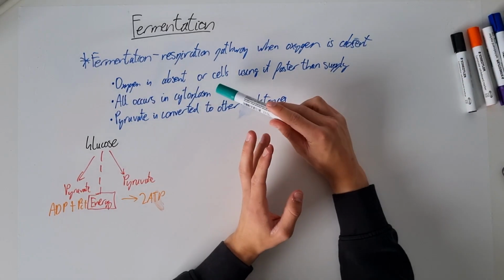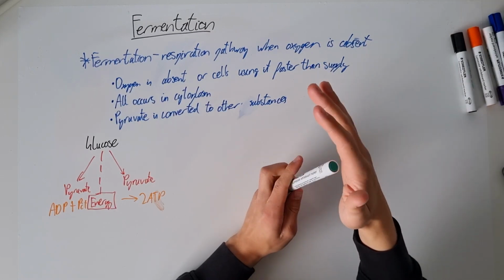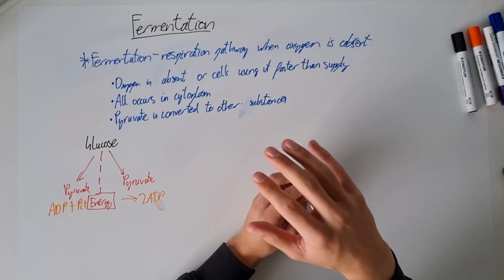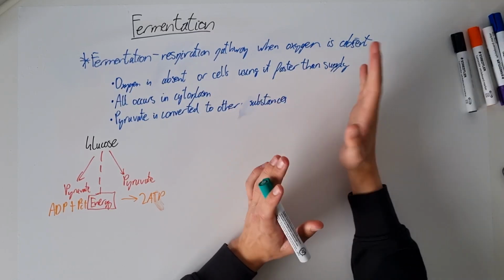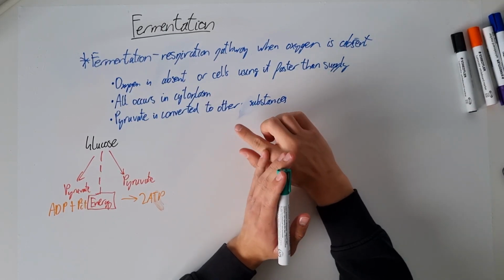And second of all, this all occurs in the cytoplasm. So while in the last lesson, the first stage was in cytoplasm, and the second stage for aerobic respiration is in mitochondria, this all occurs in the cytoplasm for fermentation, and pyruvate is converted to other substances.